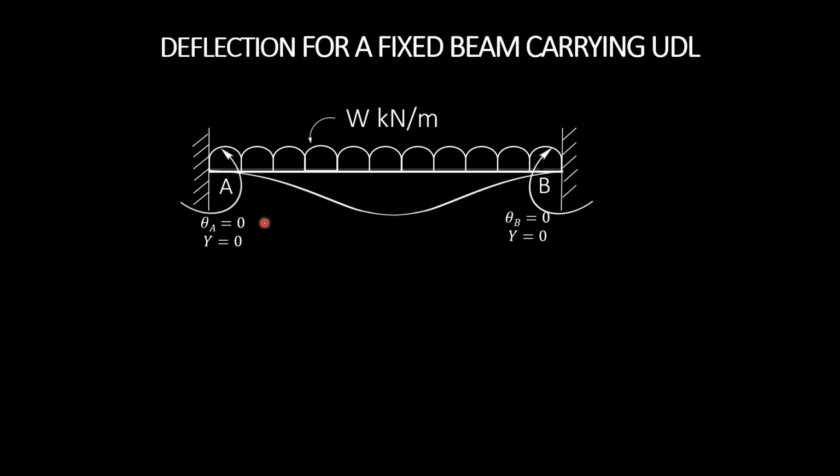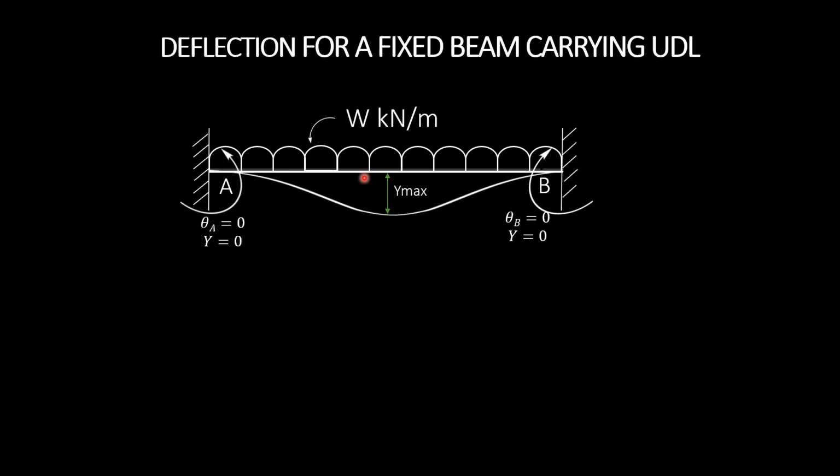Then where is the maximum deflection going to be? The maximum deflection occurs at center in our case due to the symmetrical loading. So how can we find out this maximum deflection? We will apply principle of superposition. That means we will divide this indeterminate beam into two determinate beams.